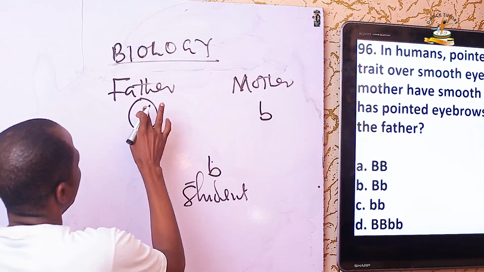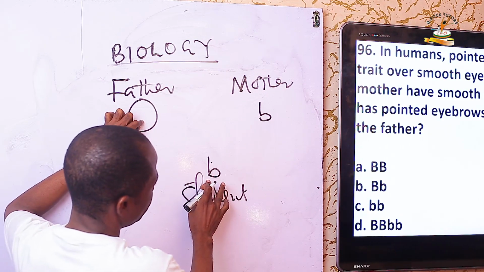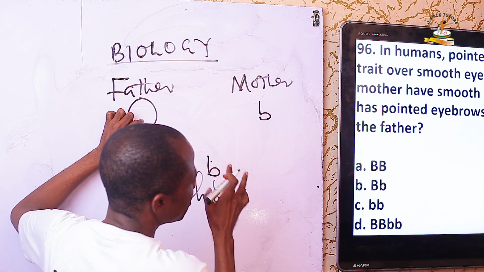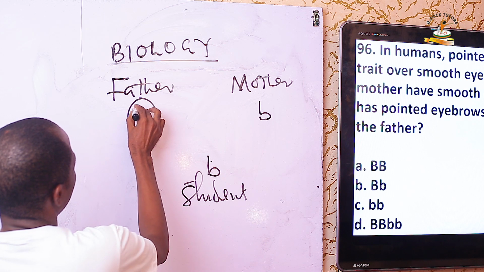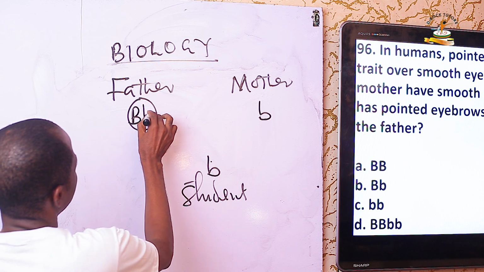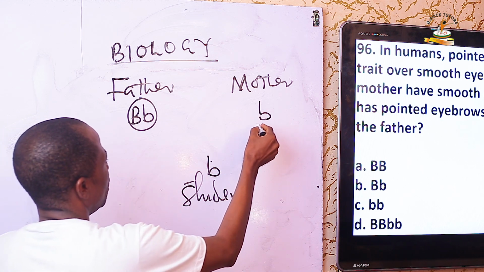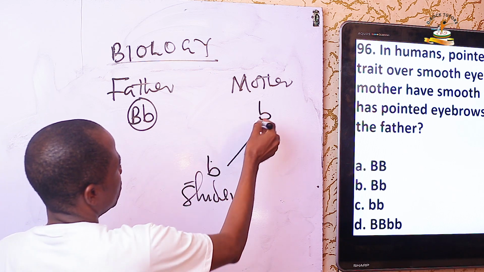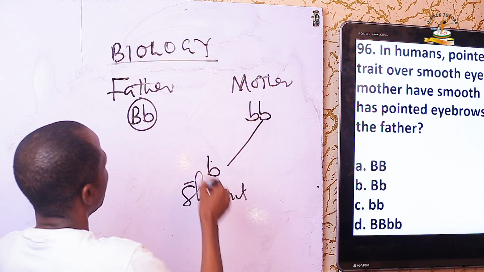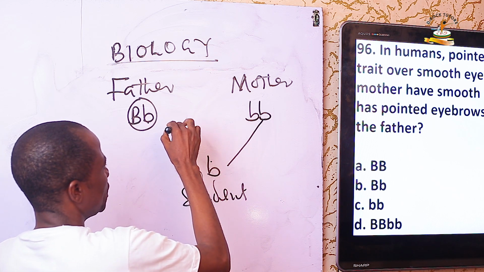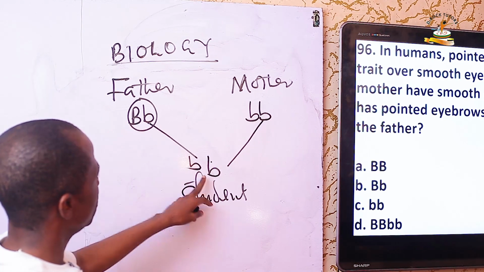So if the mother is having the smooth eyebrow and the student is also having the smooth eyebrow, it can only mean that this particular father is having Bb, so that the mother, remember, is homozygous recessive, and then the father is heterozygous dominant. So this can easily be derived.